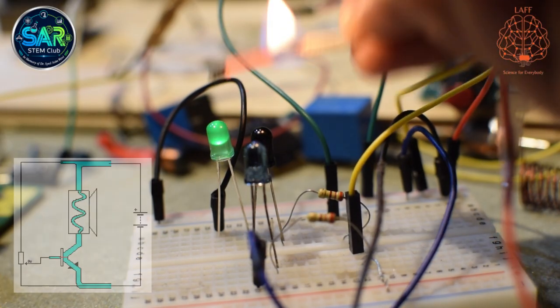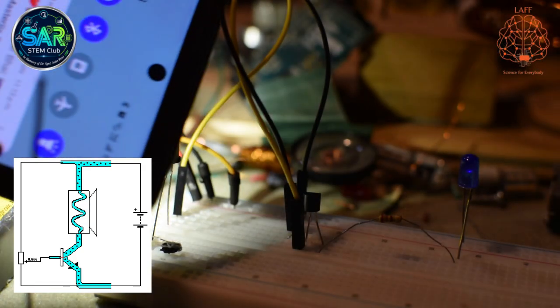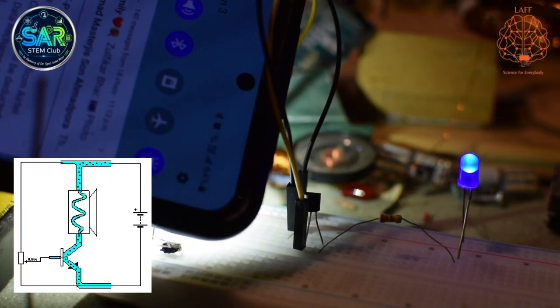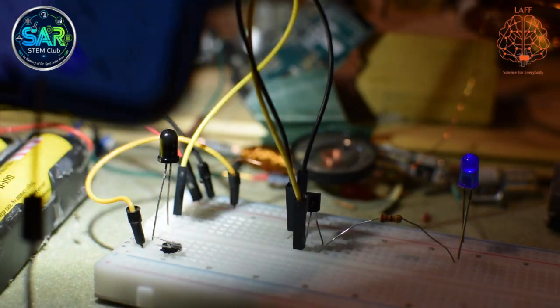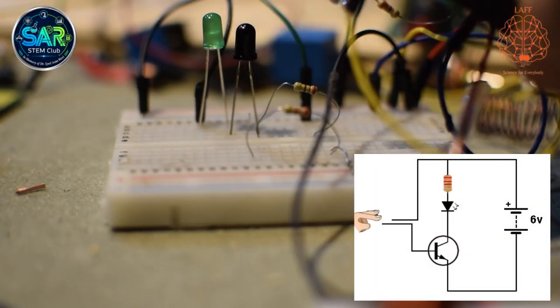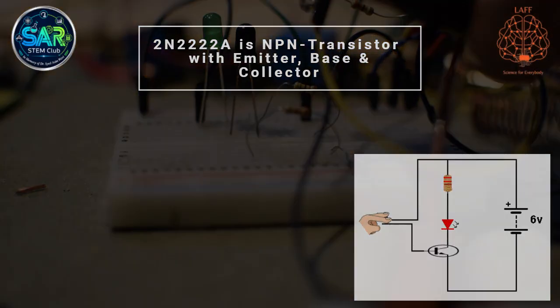To understand how it works, imagine a water tap. The collector is like the water inlet, the emitter is like the water outlet, and the base acts like the handle or knob that controls the flow. When the tap is closed, water cannot flow. When the tap is opened, water flows from the inlet to the outlet. A transistor works in a similar way.